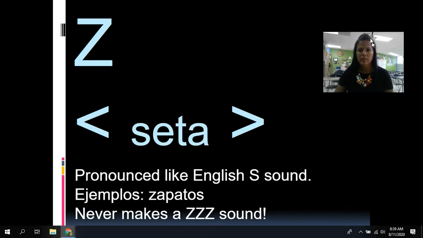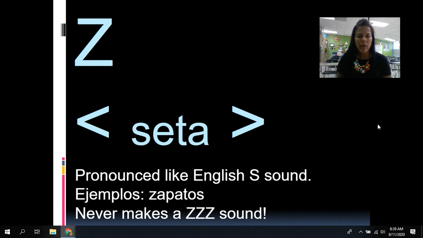All right. The Z in Spanish is pronounced zeta. So it's not zeta, but zeta. It's pronounced like the English S sound. So for example, zapatos means shoes. You never make the Z sound in Spanish. So it's not zapatos with a Z sound, it's zapatos with an S sound.